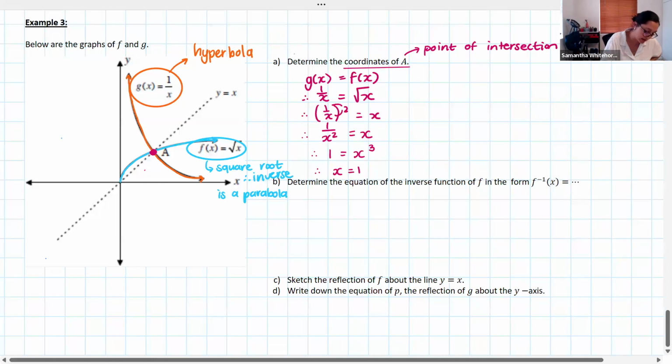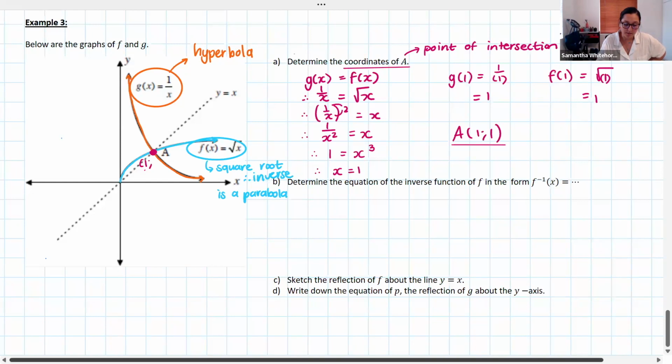So now I know that this x coordinate here at A is 1. To find the y coordinate, I sub it back into either equation. I don't care which one. So if you sub it back into g of x, you would have 1 over 1, which is 1. If you subbed it back into f of x, you would have the square root of 1, which is 1. You get exactly the same answer. And so A has coordinate (1, 1).